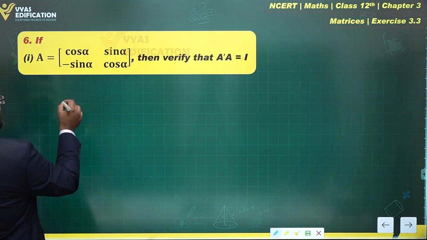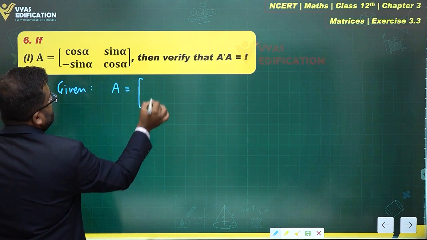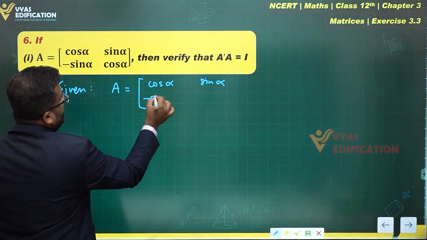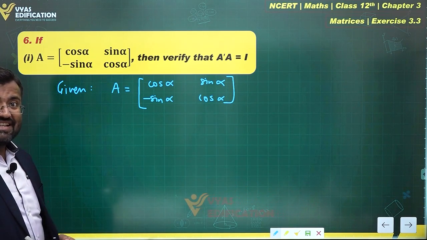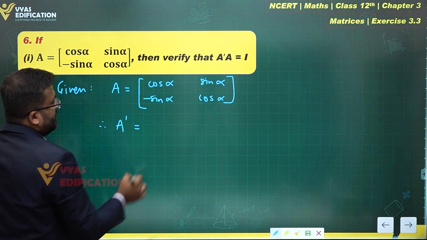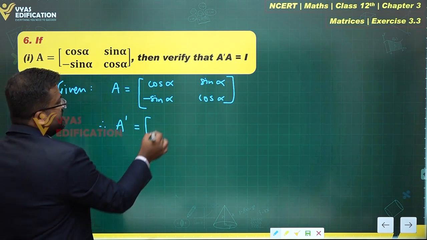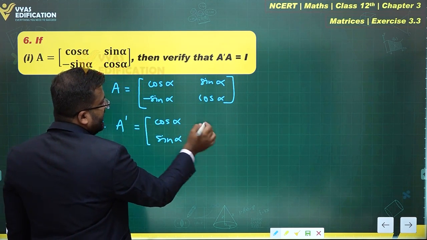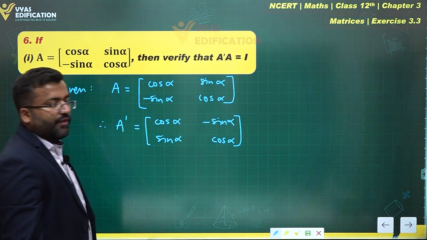So matrix A is given, A equals this matrix, which is [cos alpha, sin alpha; minus sin alpha, cos alpha]. Therefore, the matrix A transpose would be equal to what? The matrix A transpose would be the transpose of this matrix. This is cos alpha, sin alpha over here. The first row becomes the first column, the second row becomes the second column. This is what we have.